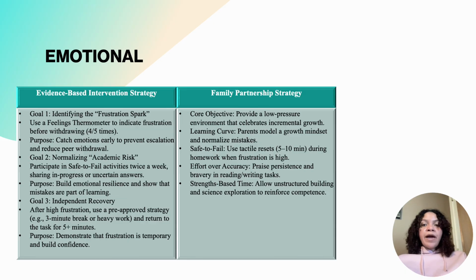Validation of effort over accuracy. To combat feelings of rejection and ostracism, parents will praise Jordan's persistence and bravery in attempting difficult reading and writing tasks, rather than focusing solely on the correctness of the work. Strength-based identification building. Parents will ensure Jordan has ample time for unstructured building and science exploration. This protects his sense of competence, reminding him that while reading is a challenge, he is already an expert in mechanical thinking.